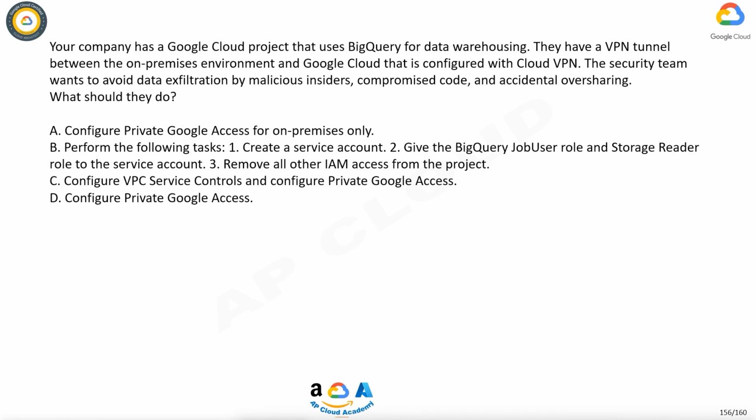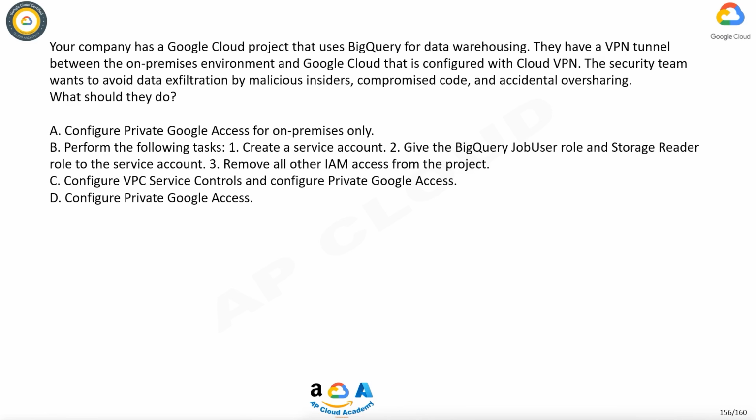Your company has a Google Cloud project that uses BigQuery for data warehousing. They have a VPN tunnel between the on-premises environment and Google Cloud that is configured with Cloud VPN. The security team wants to avoid data exfiltration by malicious insiders, compromised code, and accidental oversharing. What should they do? A. Configure private Google access for on-premises only. B. Perform the following tasks.